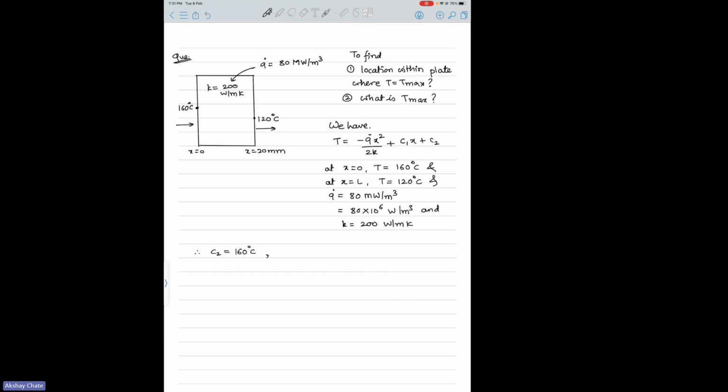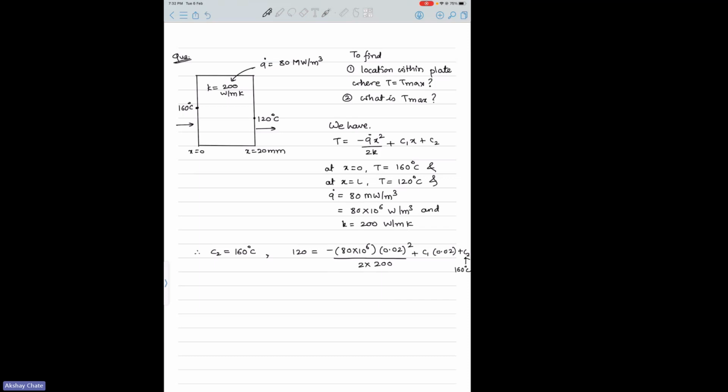Now put the second boundary condition. You get 120 as minus 80 into 10 to the power 6. L is nothing but 20, so that is 0.02 meters square divided by 2 into 200, plus C1 into x, which is 0.02, plus C2. This is nothing but 160 degrees Celsius.